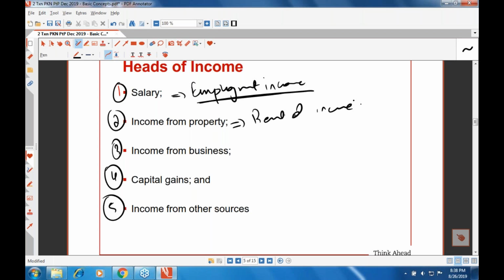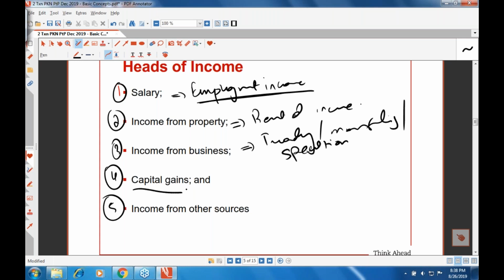The third one is termed as income from business. The business could be a trading business, or a manufacturing business. There's also something which is termed as a speculation business. We'll be discussing the speculation business also on our second day tomorrow. So we've got income from business.